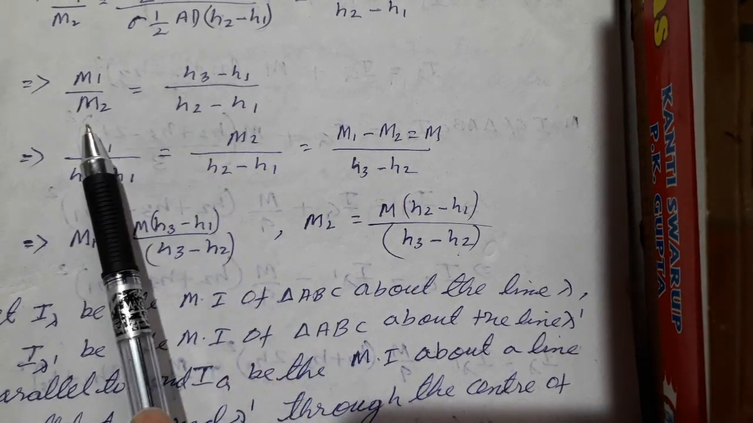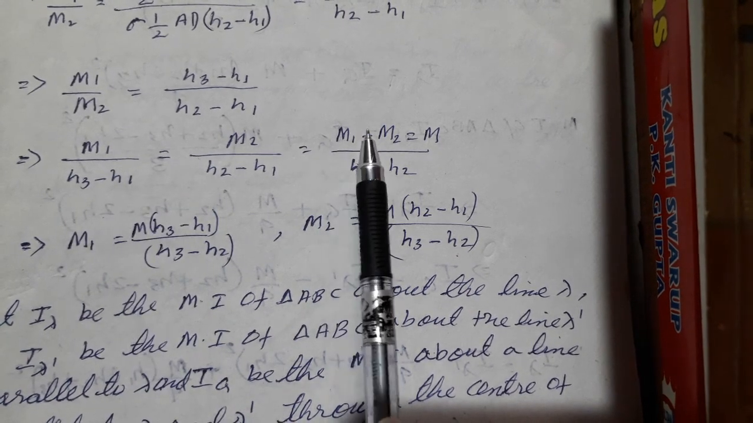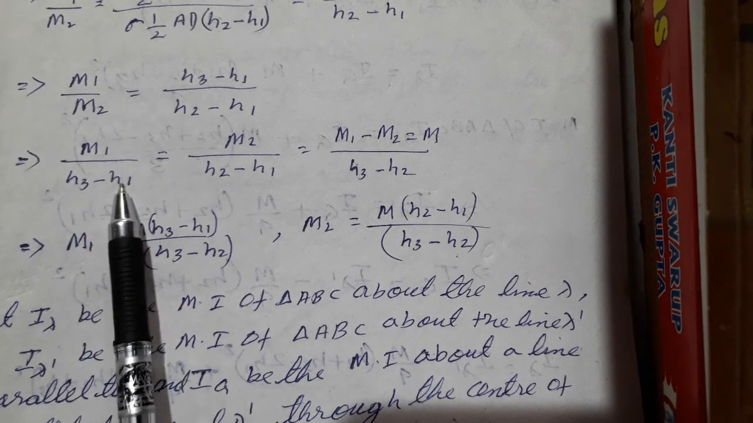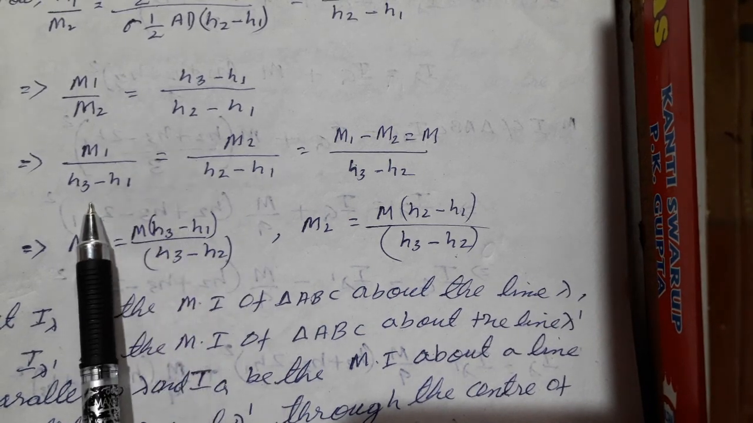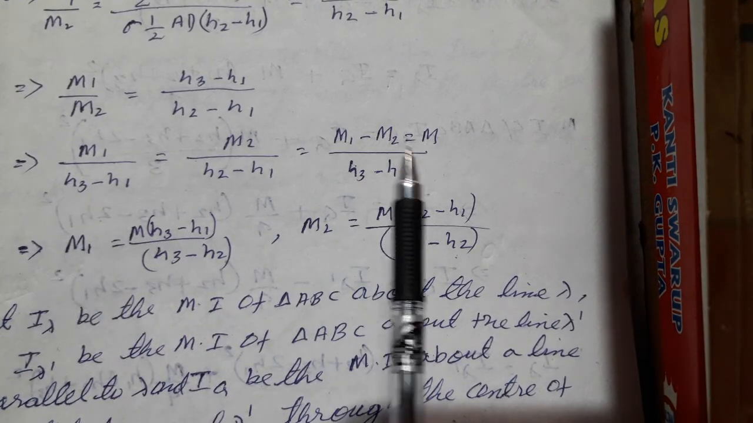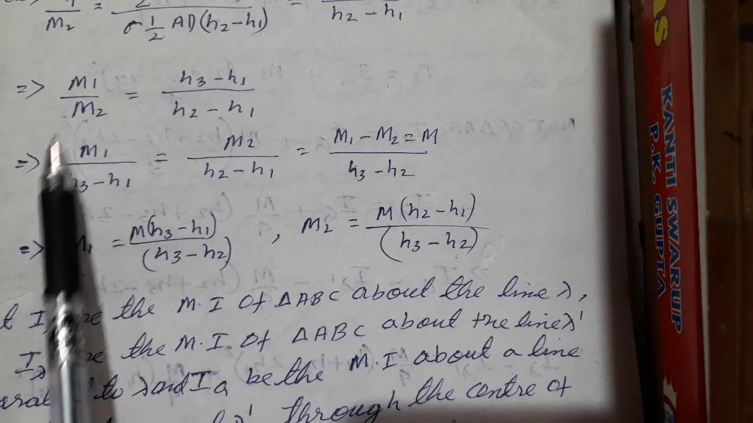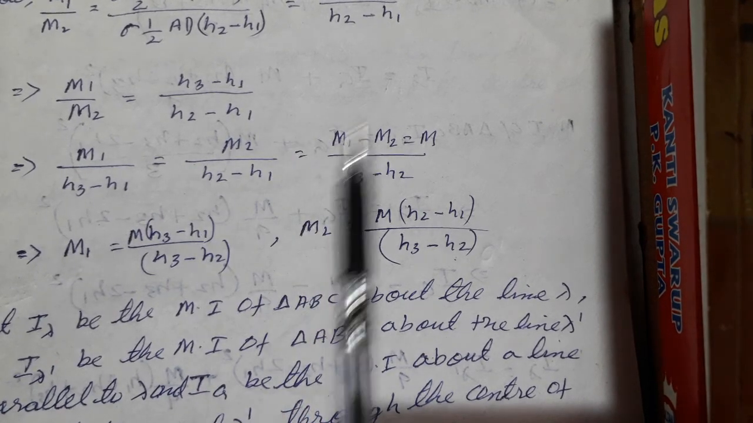So bring this one to this side and this one to this side. Now you subtract these two. So M1 minus M2 is M. And here also, if you subtract, this becomes minus and this becomes plus, so this and this get cancelled. We get h3 minus h2. So we get M by h3 minus h2. Now you equate this with this and we get M1. You equate this with this, we get M2. So we have got M1 and M2.